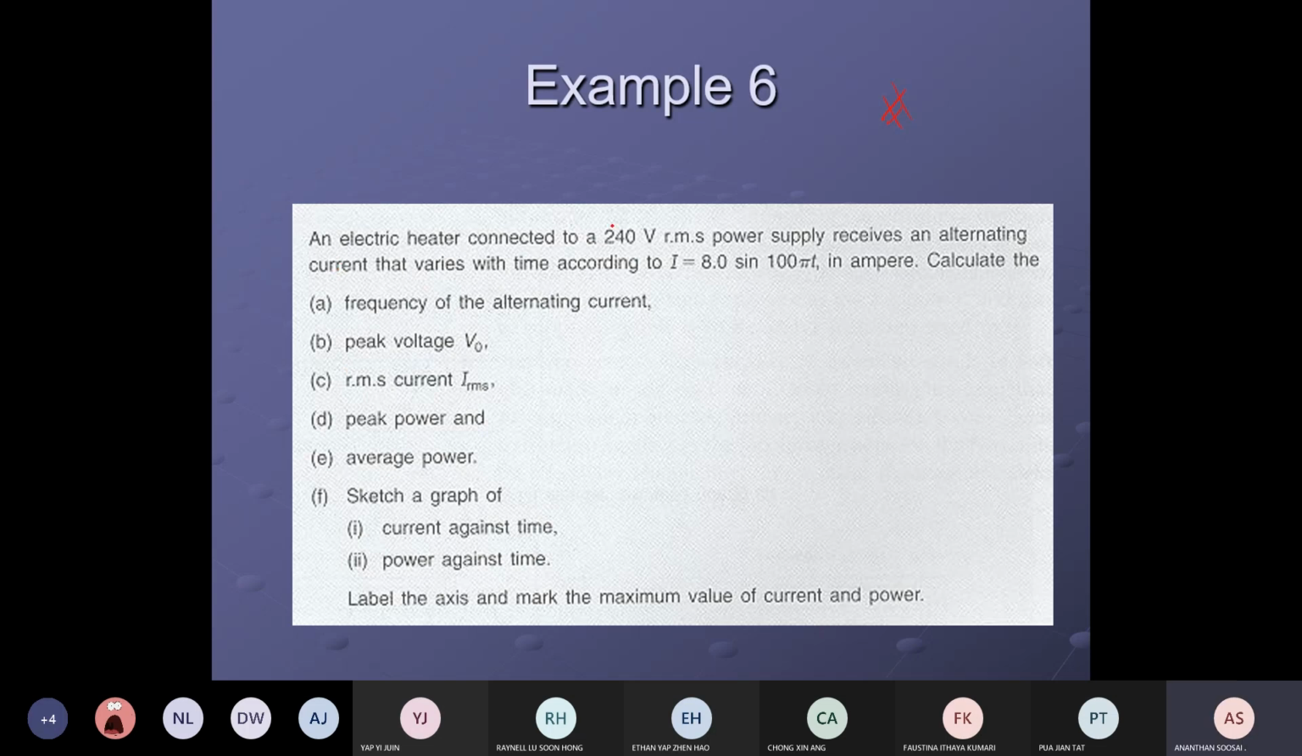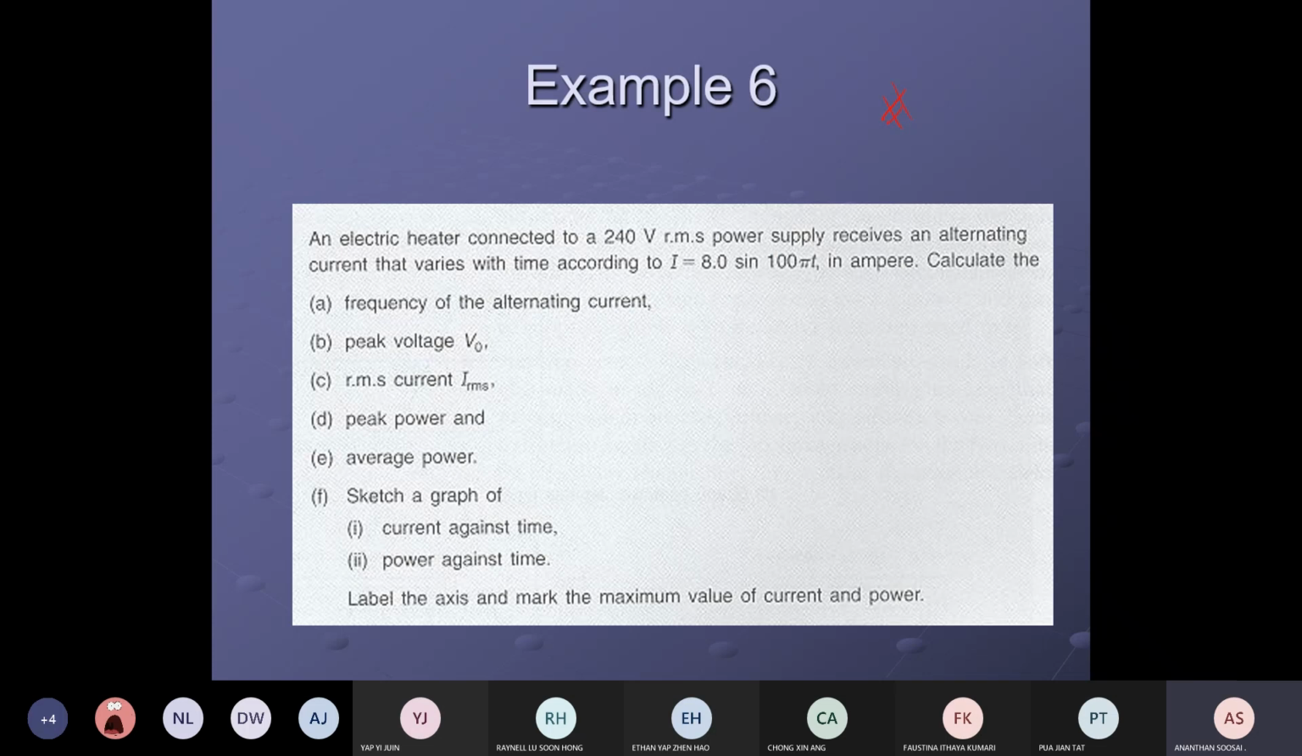An electric heater is connected to a 240 volt RMS power supply. Normally in the exam, sometimes they won't tell you RMS. They just say connected to a heater of 240 power supply, so you should know 240 is the RMS value. The supply receives an alternating current that varies with time according to this formula. Calculate the frequency of the alternating current. What is the frequency of this alternating current?